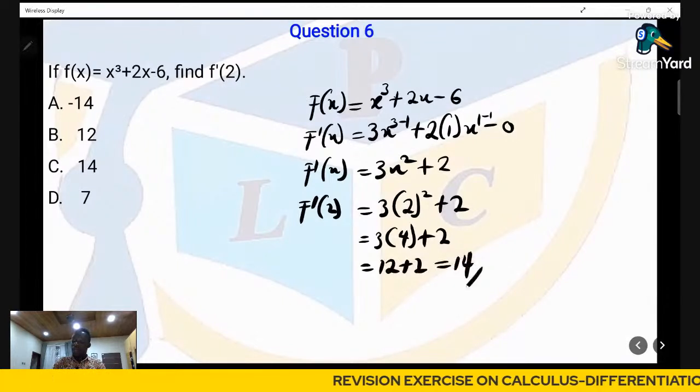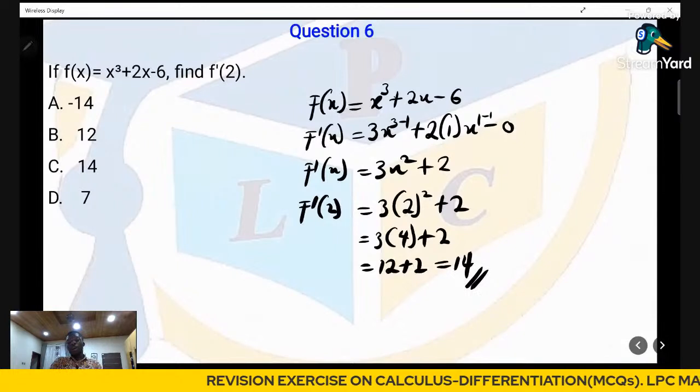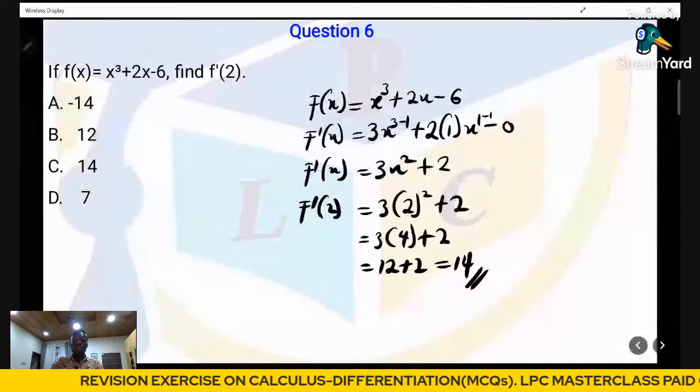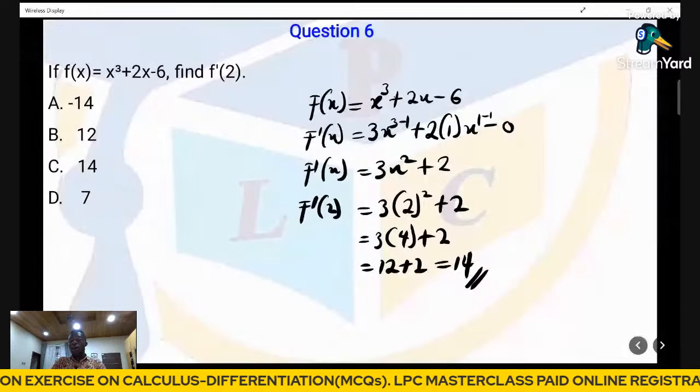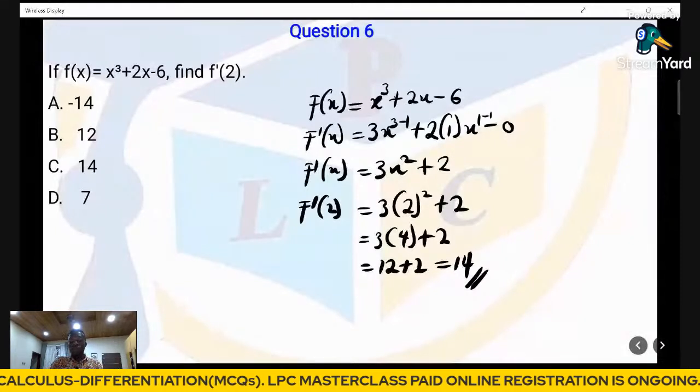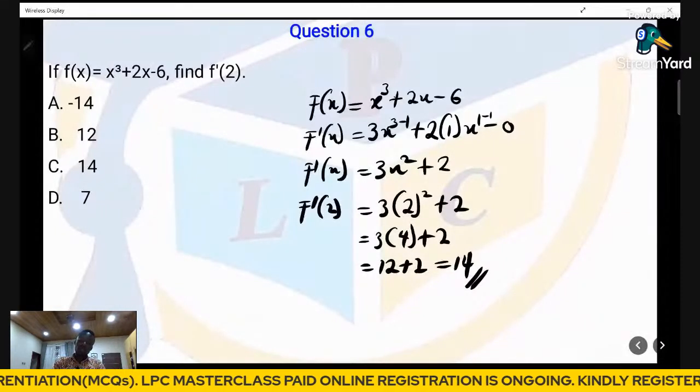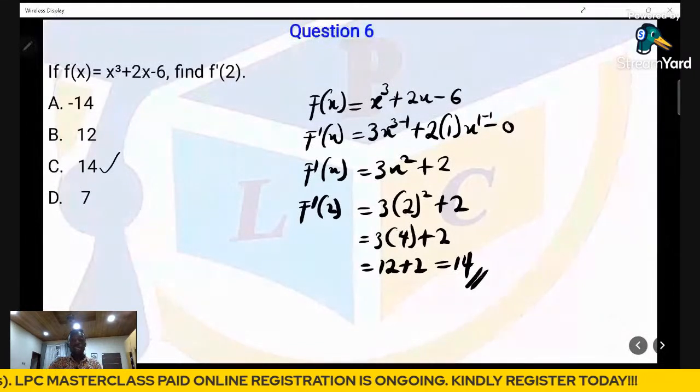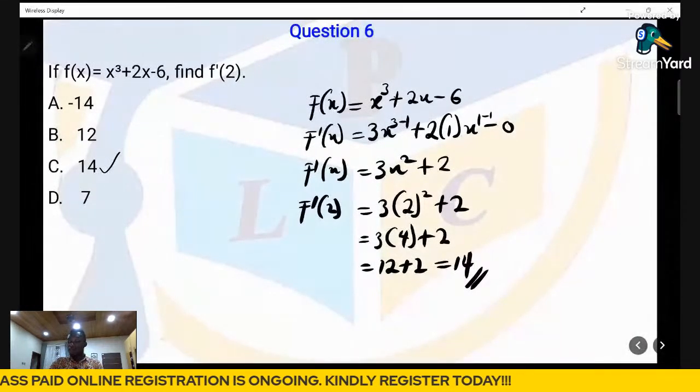So meaning that in a function f of x is equal to x cubed plus 2x minus 6, where we are asked to find f prime of 2, it is going to give us 14. And that's going to be option C. So let's take note of that.